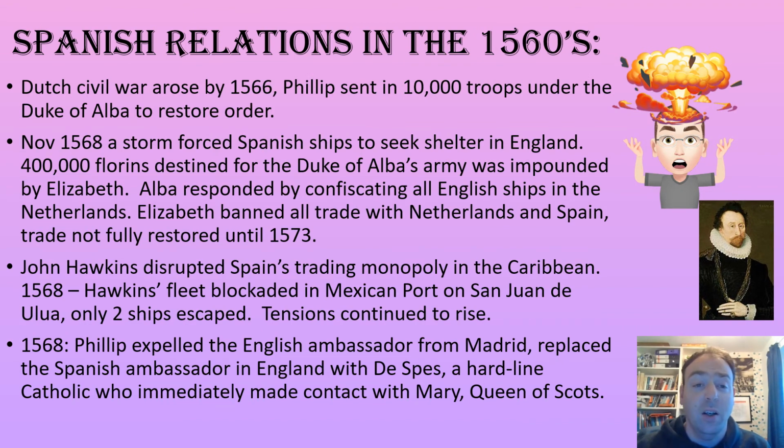Problems in the Netherlands then continued for Philip. We get the Dutch Civil War in 1566, and Philip sends 10,000 troops under the Duke of Alba to restore order. Now, having that number of Spanish troops not far off the English coast is a significant worry for Elizabeth. In 1568, there's what proved to be a great controversy, and whether this is a great piece of luck or not, I'm not 100% certain.